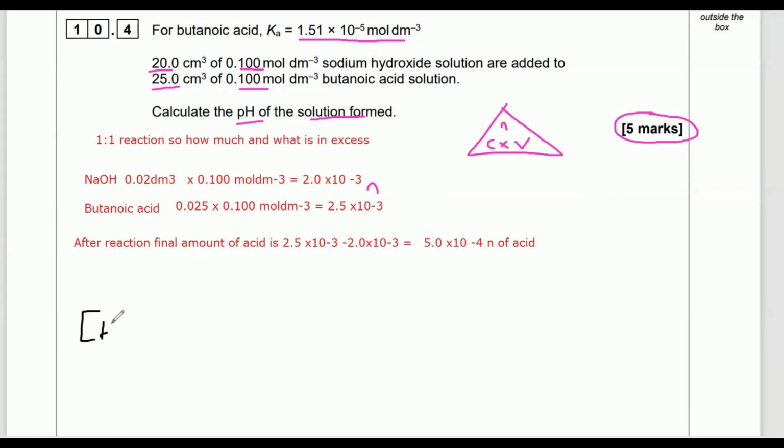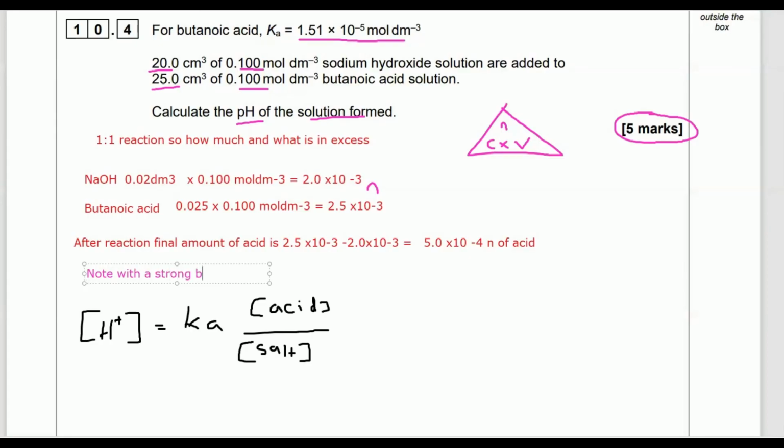Why is this important? This will have secured you 3 out of 5 marks, which is pretty cool, right? So you've worked out the excess acid. And this is because we're going to use the buffer equation. For the buffer equation, when you're working out the pH of a buffer, the hydrogen ion concentration is equal to the Ka times the acid over the salt. Now note, a strong alkali or base like sodium hydroxide is going to fully dissociate just like a strong acid. In this equation, the sodium hydroxide is fully reacted because we had excess acid. It's all been used up.